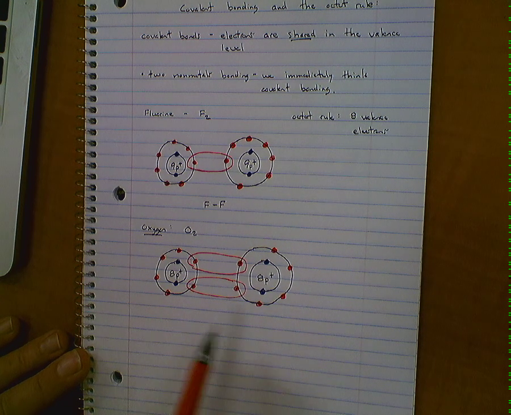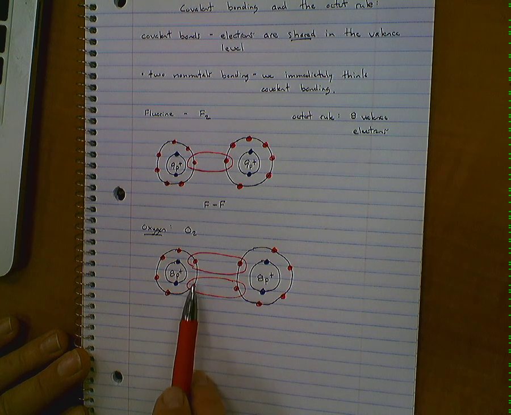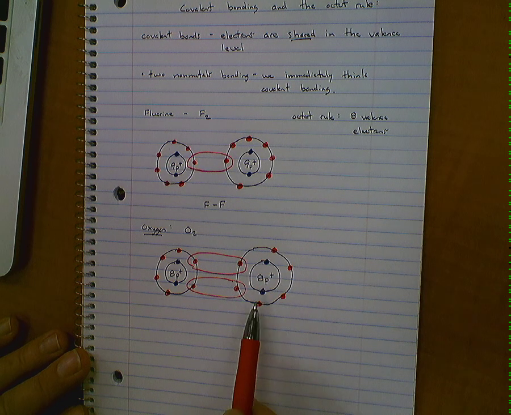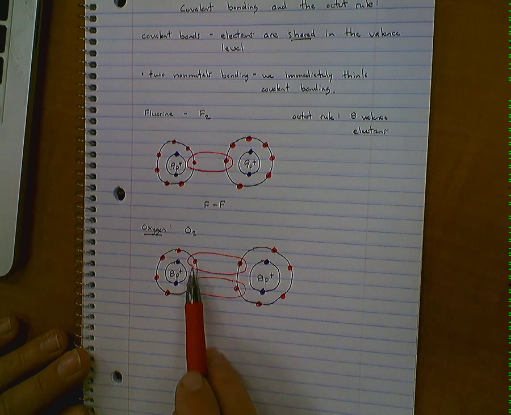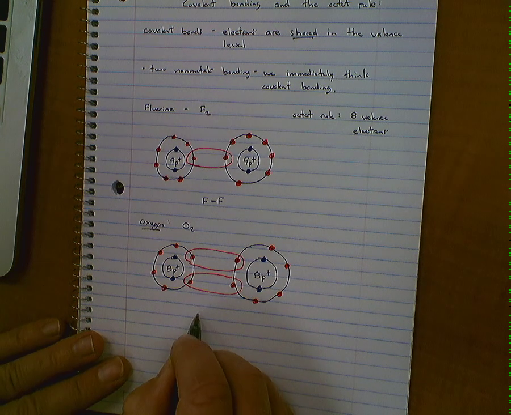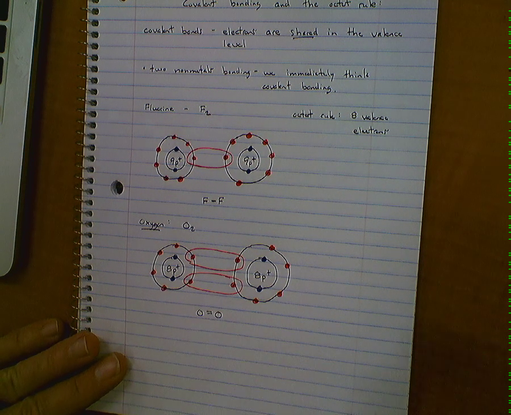So now in terms of valence electrons, this oxygen feels like it has 1, 2, 3, 4, 5, 6, 7, 8, as well as this oxygen feels like it has 1, 2, 3, 4, 5, 6, 7, 8 valence electrons. And that's represented in symbols, kind of like this, with O double bonded to another O.